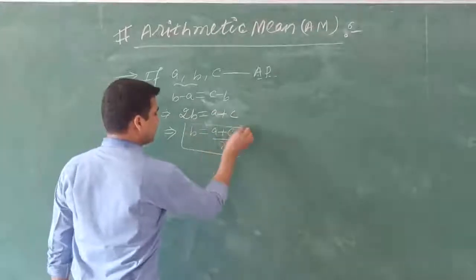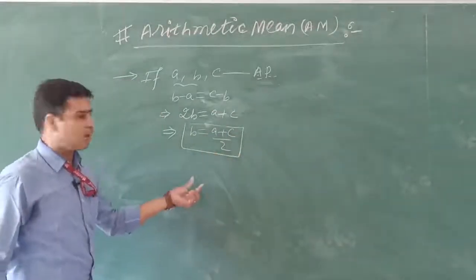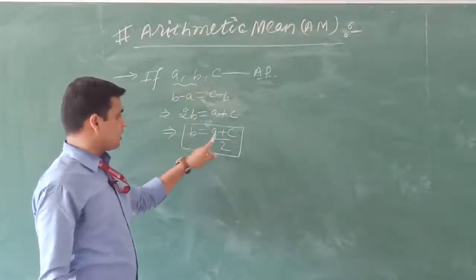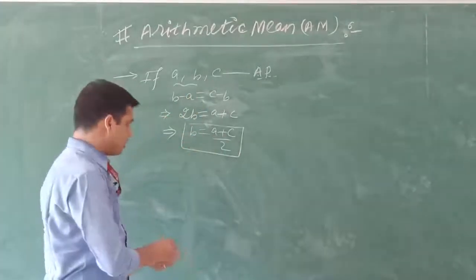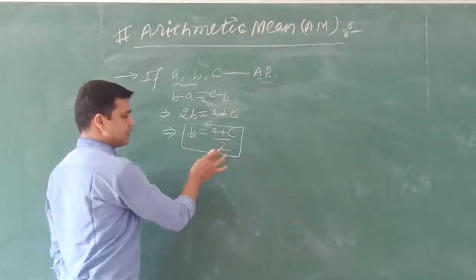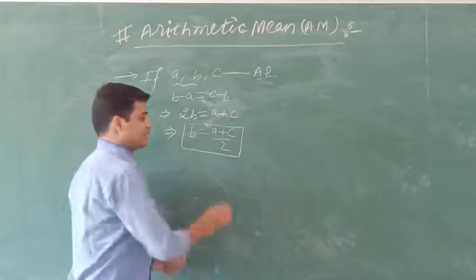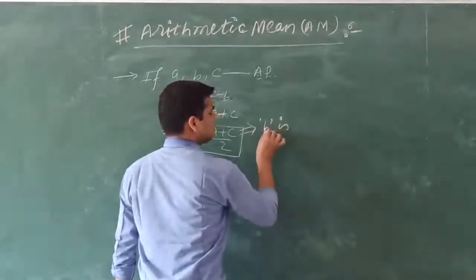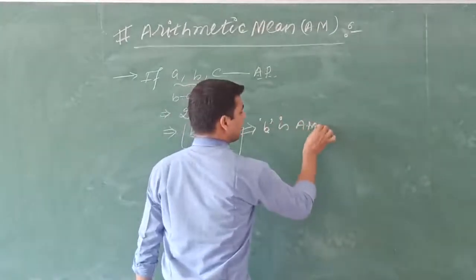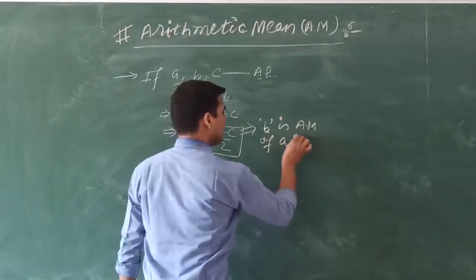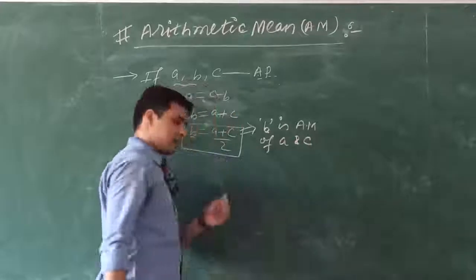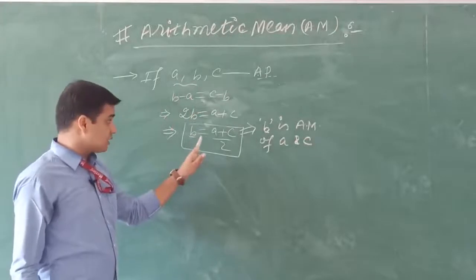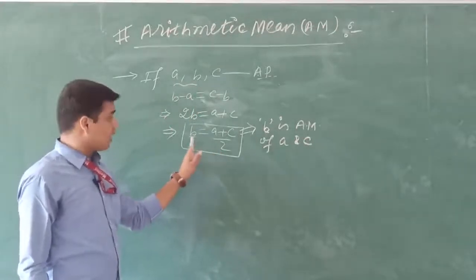So from this we can say B is the arithmetic mean of A and C. Okay, see this here, A, B, C are in AP, so we can say B is the arithmetic mean of A and C. How? B equals (A plus C) by 2, means it will be like an average. So you can say here B is the AM, arithmetic mean of A and C. So you need to remember, A, B, C are in AP, so B equals (A plus C) by 2, means B is the arithmetic mean of A and C.